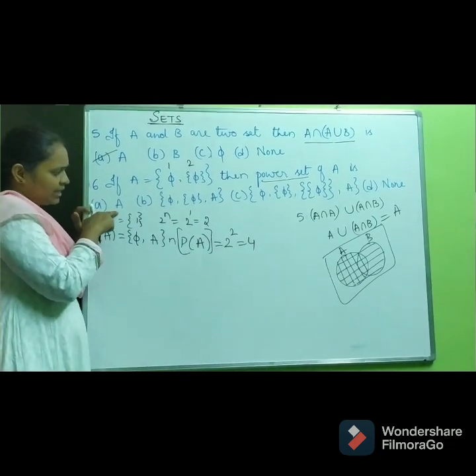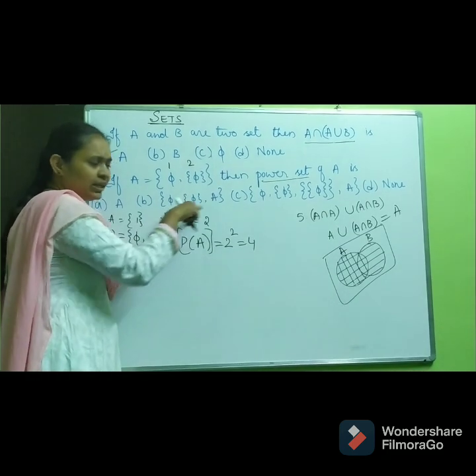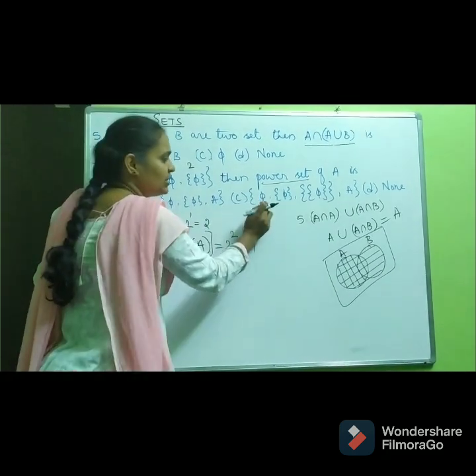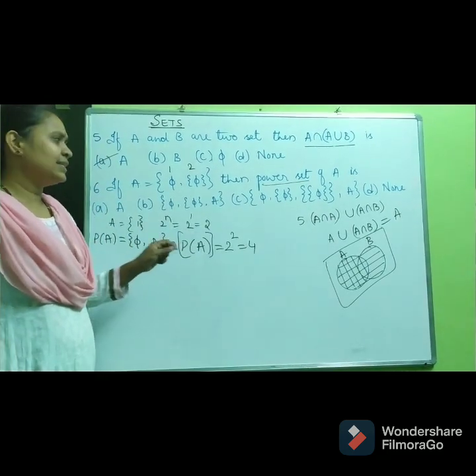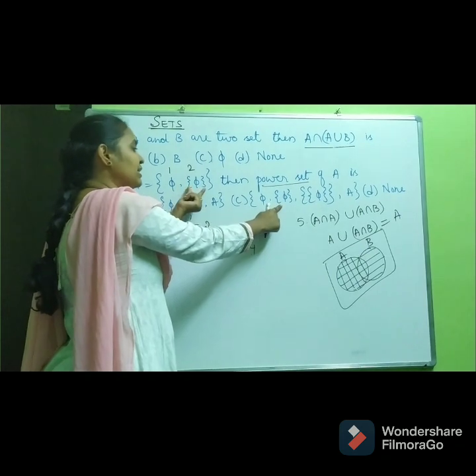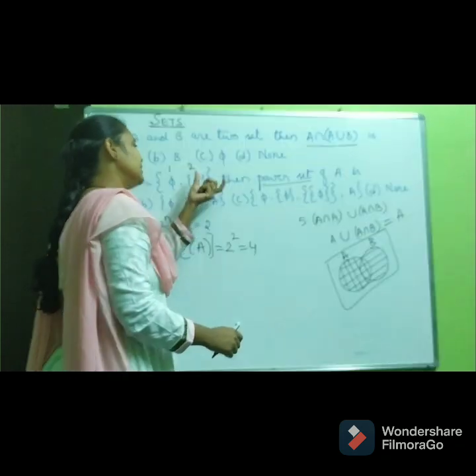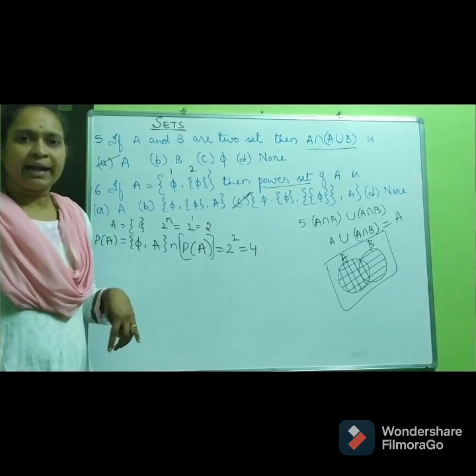Look here, option A is only A. No. Option B, you have 1, 2, 3. No. Option C, you see, null set, because null set is a subset of every set. For this they have written set of null set. And for this, set of set and the whole set itself. Therefore, this is our correct answer.